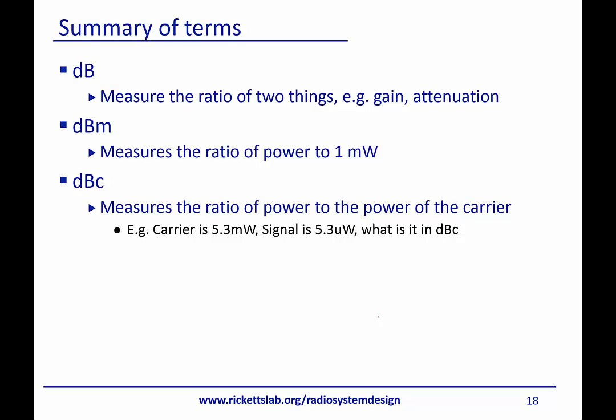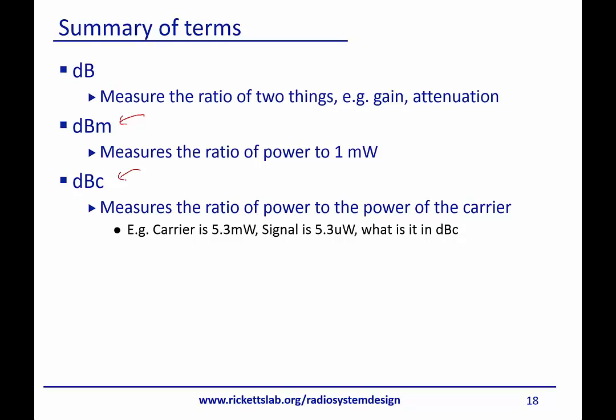dBc measures the power of a signal referenced to a carrier. And so oftentimes when we're transmitting a signal, we'll have our information and then we'll also have our carrier signal. And we'll sometimes talk about the power of the information or the other frequencies relative to that carrier. And we just use the same thing. Here it's referenced to 1 milliwatt. Here it's referenced to the carrier.